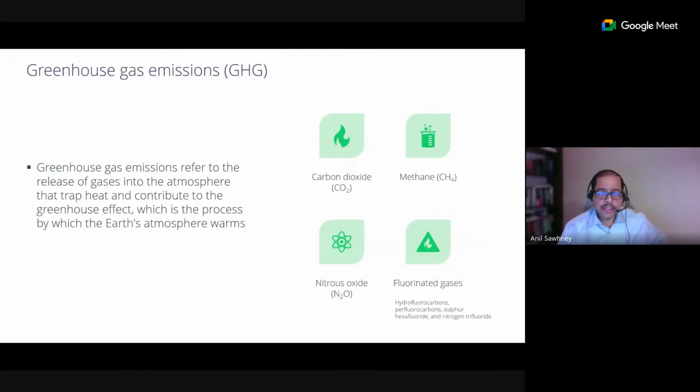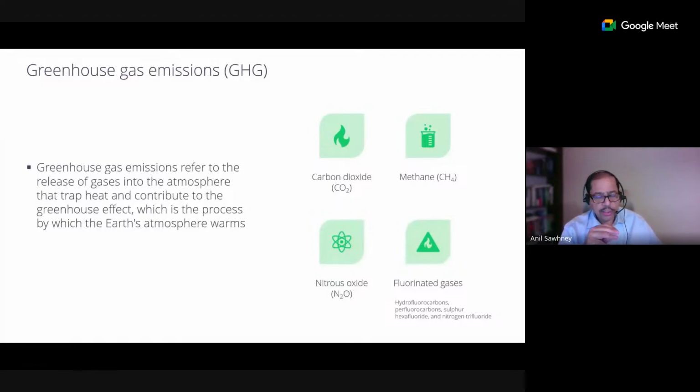So, as I said, the LCA that we carry out in our domain only looks at GHG emissions. Greenhouse gas emissions refer to the release of gases into the atmosphere that trap heat and contribute to the greenhouse effect, which is the process by which Earth's atmosphere warms. So we are focusing on GHGs.